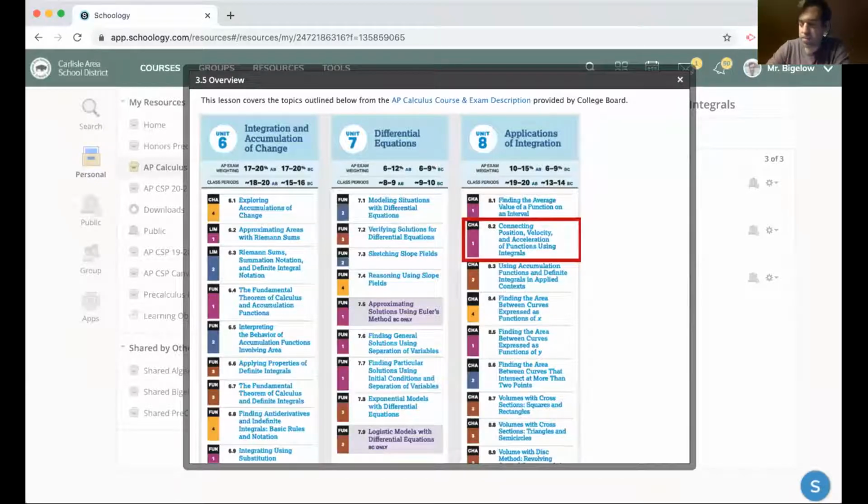Hey, AP Calculus BC. Today we're going to be learning about lesson 3.5 titled Particle Motion Revisited. In this lesson, we're going to be in College Board's Unit 8, in this second lesson called Connecting Position, Velocity, and Acceleration of Functions Using Integrals.